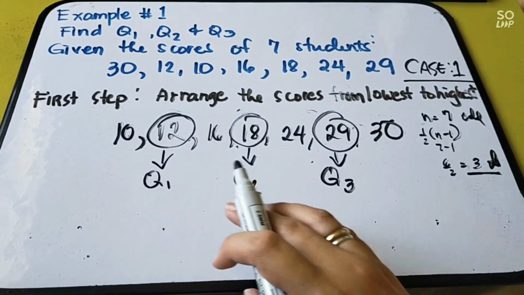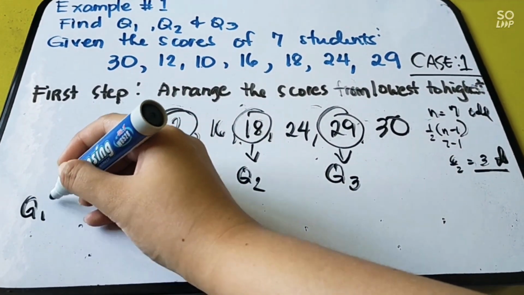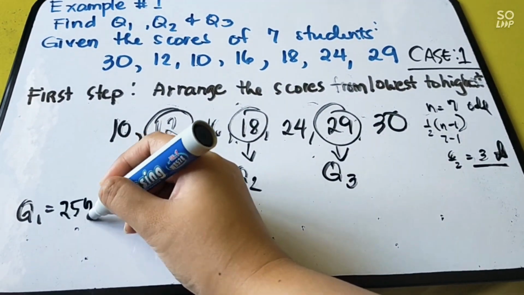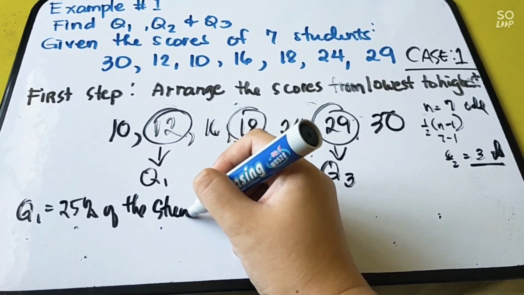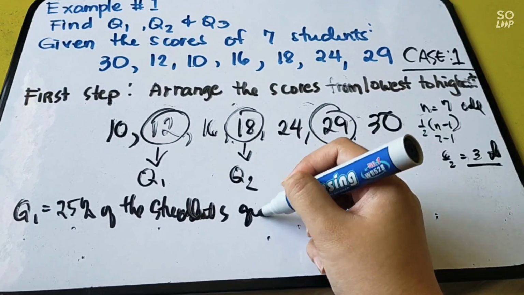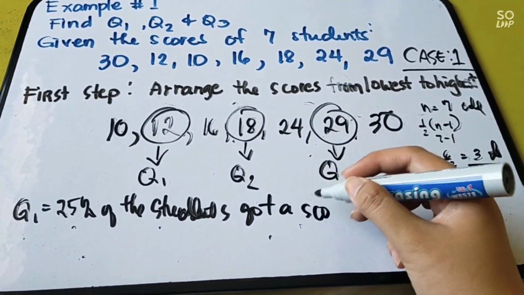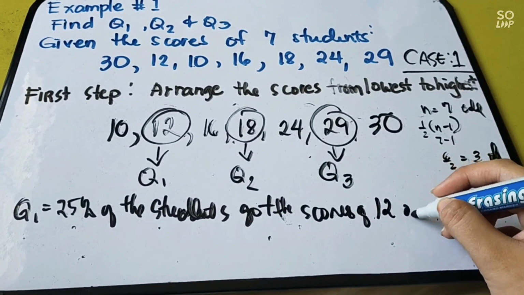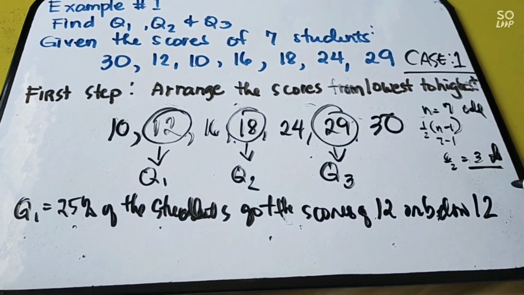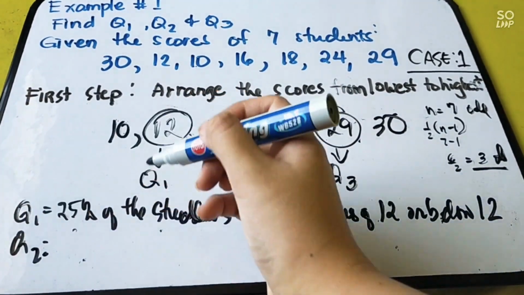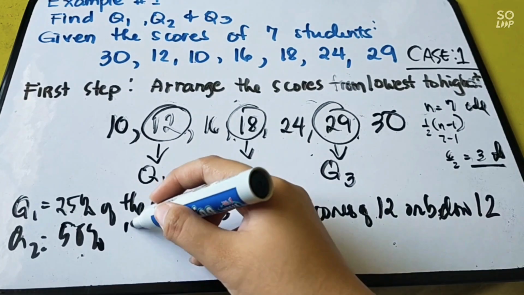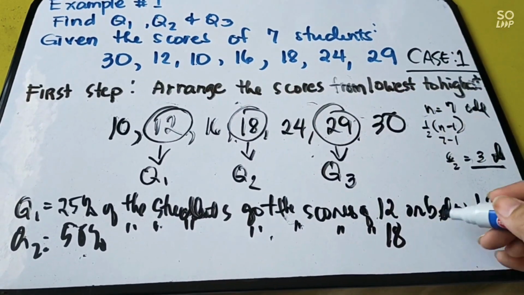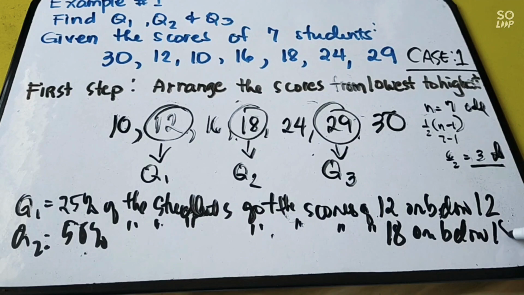Alright? So, for us to interpret your answer, let us have the quartile 1. The quartile 1 meaning we have 25% of the students got the score of 12 or below 12. Okay? Next, for quartile 2, meaning we have 50% of the students got the scores of 18. Ayun, 18. Or below 18. So, yun yung ibig sabihin nun.